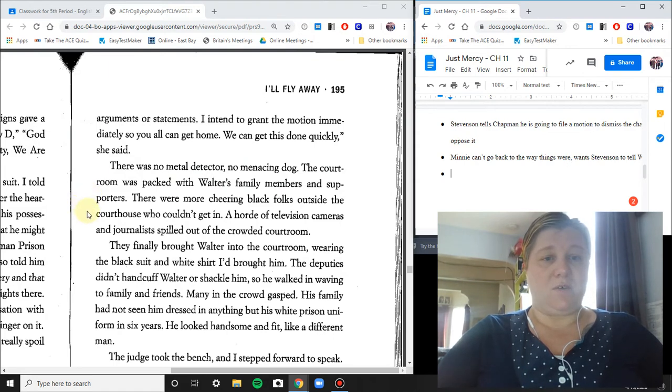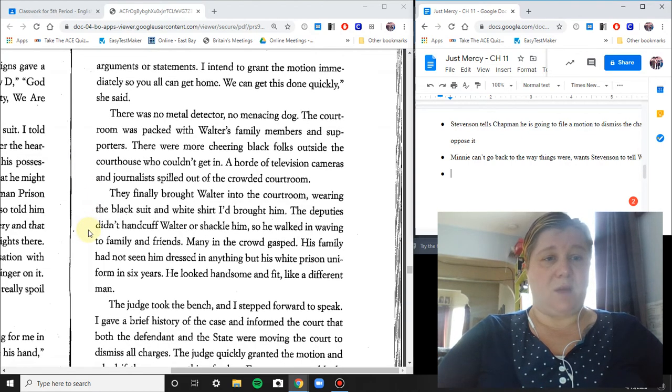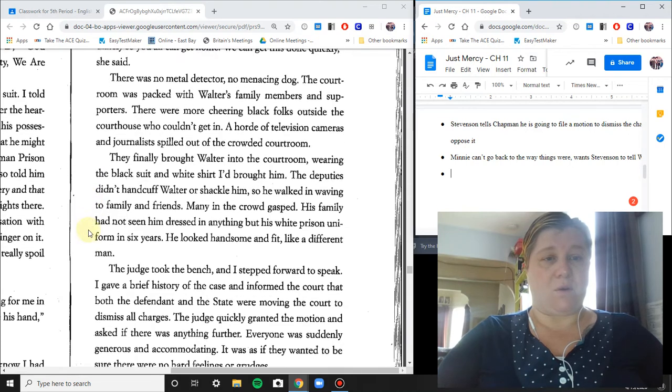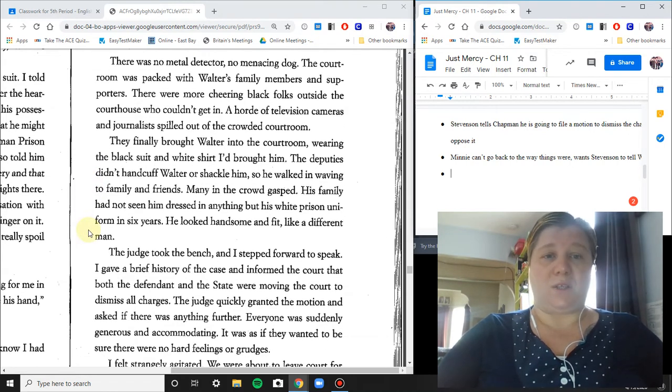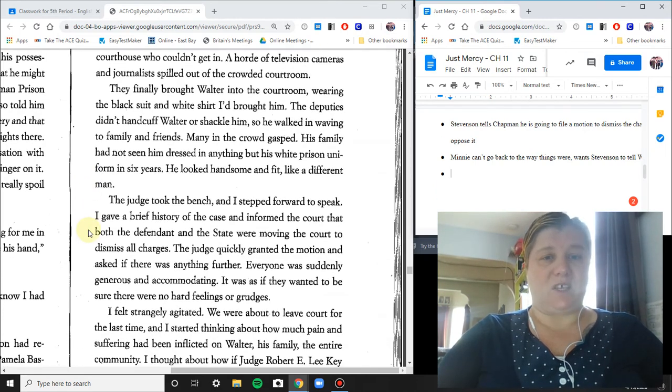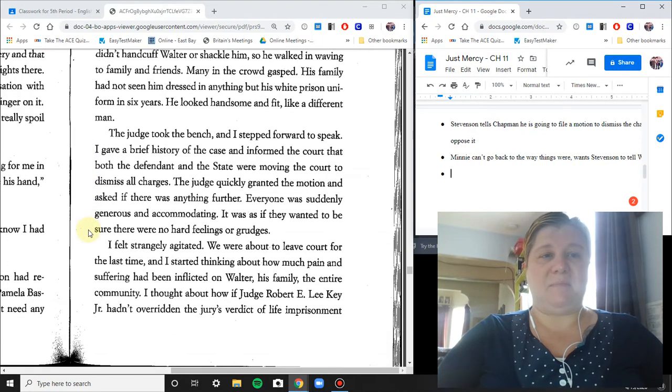The courtroom was packed with Walter's members and supporters. There were more cheering black folks outside the courthouse who couldn't get in. A horde of television cameras and journalists spilled out of the crowded courtroom. They finally brought Walter into the courtroom, wearing a black suit and a white shirt I brought him. The deputies didn't handcuff Walter or shackle him, so he walked in waving to family and friends. Many in the crowd gasped. His family had not seen him dressed in anything but his white prison uniform in 6 years. He looked handsome and fit, like a different man.